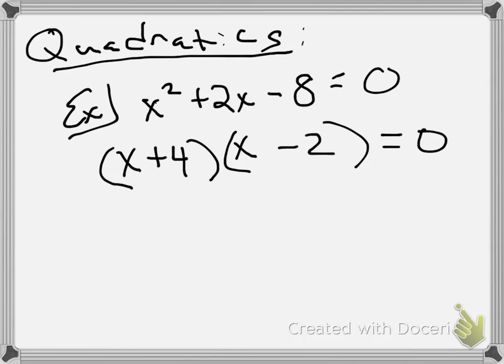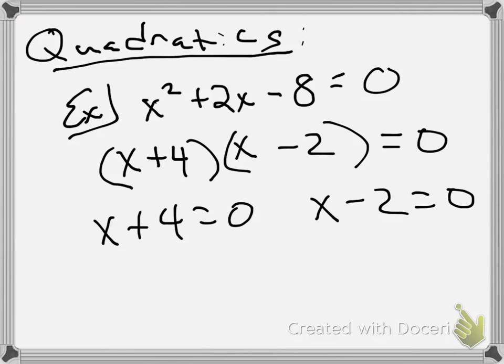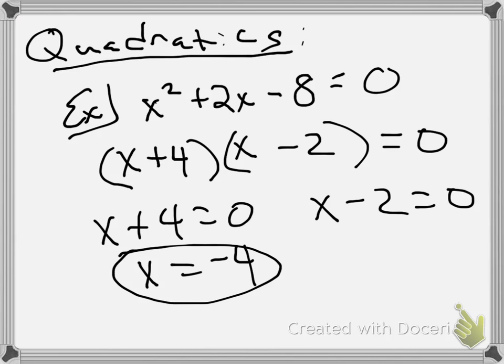and then we could set each one of those factors equal to 0, and because each factor is linear, they're pretty easy to solve. In the first one, we could just subtract 4 on both sides and get the first solution to be -4. And here we could add 2 to both sides and get the second solution to be 2. And those solutions were pretty easy because our factors were linear.